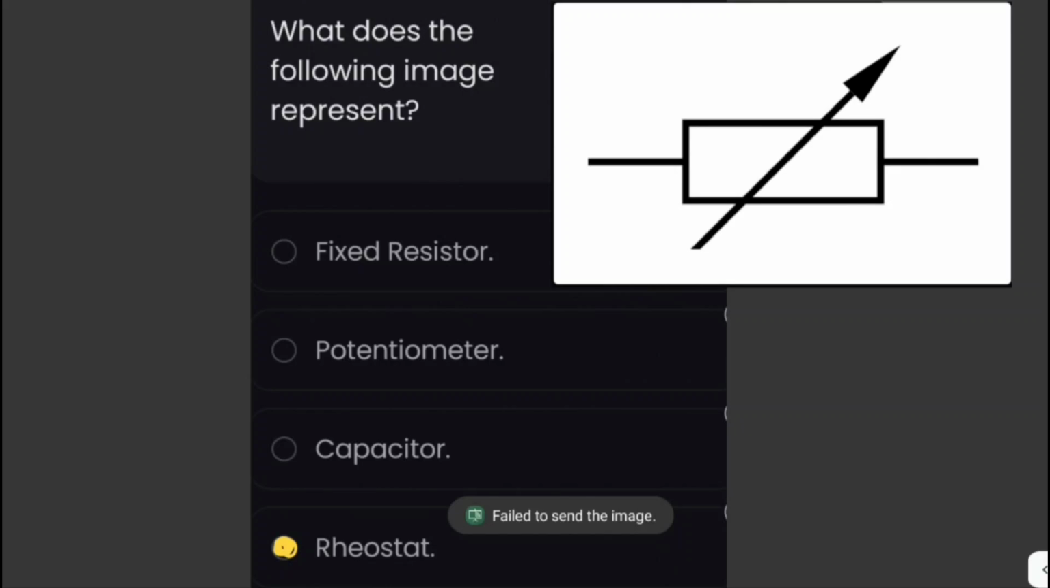A fixed resistor is a resistor having a fixed or defined resistance. A variable resistor is a resistor which is used to control the current by varying the resistance. And there are two types of variable resistor, rheostat and potentiometer. A rheostat has usually two terminals, one fixed and the other movable, while a potentiometer has three terminals, two fixed and one movable.